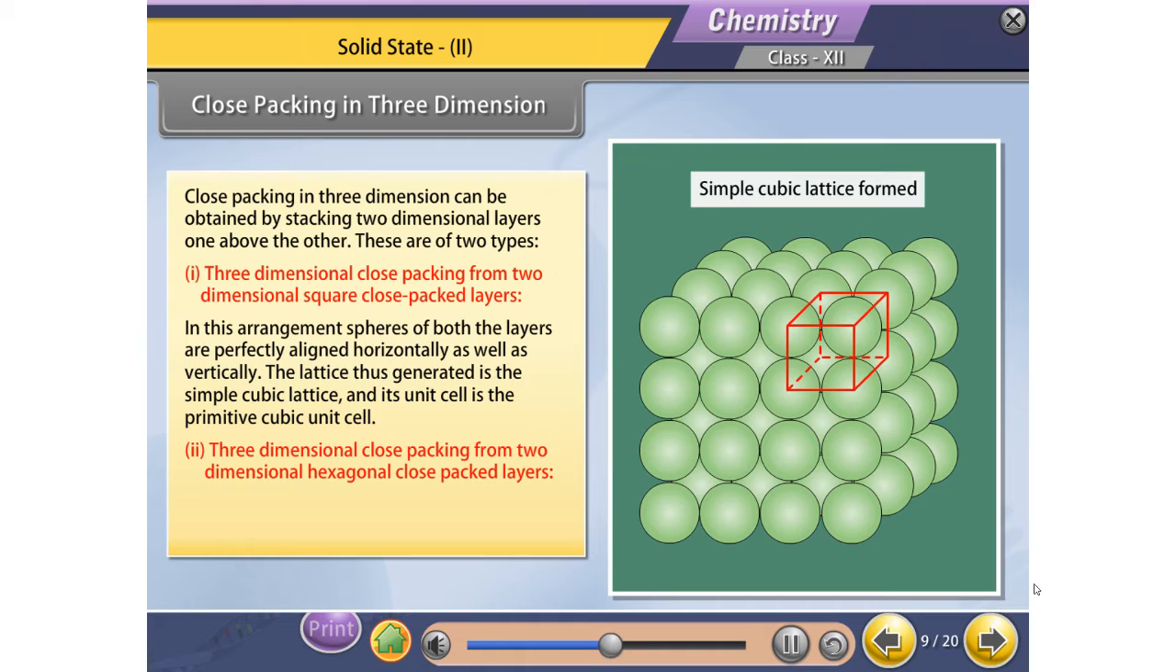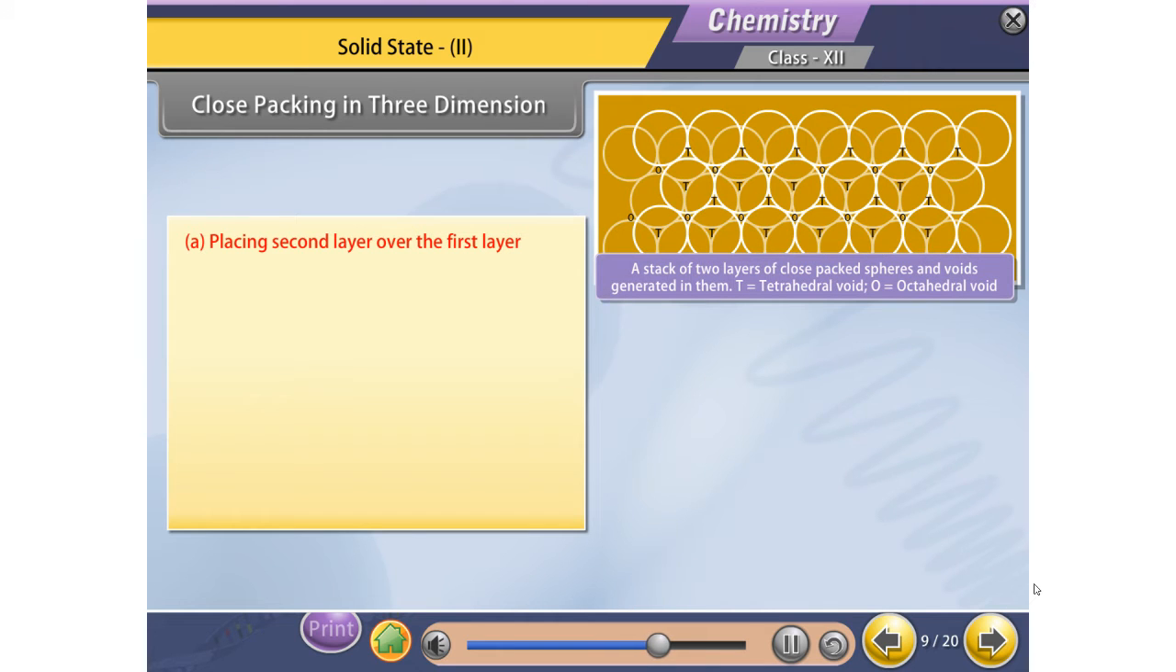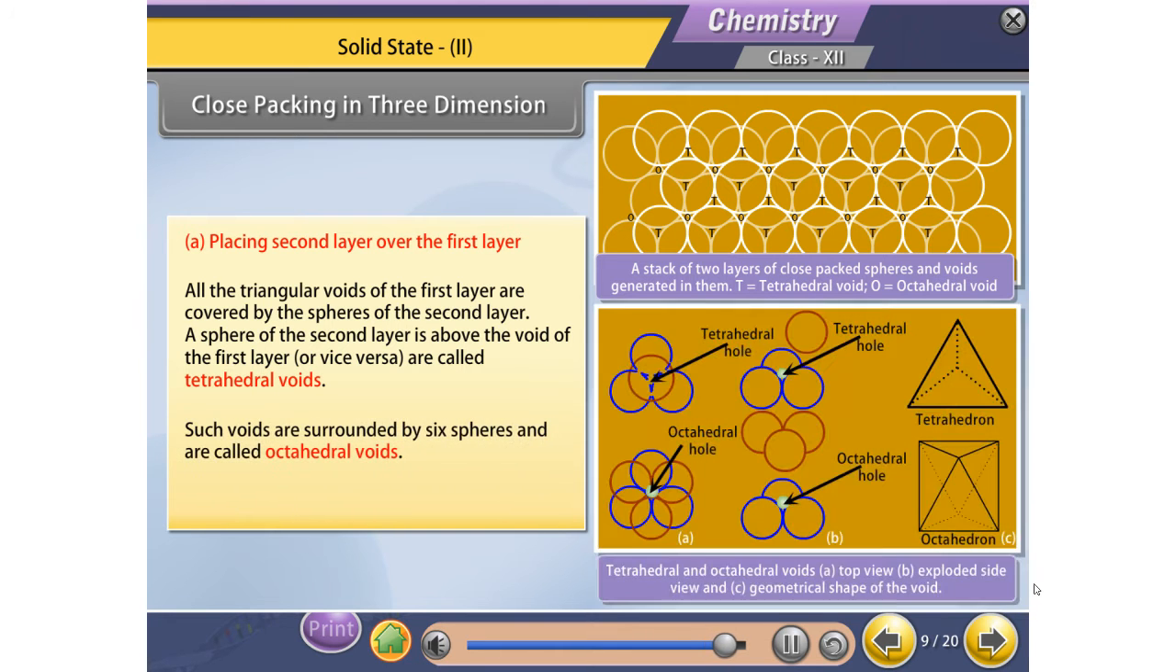3-dimensional close packing from the 2-dimensional hexagonal close packed layers. These can be generated by placing layers one over the other. A. Placing the second layer over the first layer. All the triangular voids of the first layer are covered by the spheres of the second layer. A sphere of the second layer above a void of the first layer, or vice versa, forms tetrahedral voids. Other voids are surrounded by 6 spheres and are called octahedral voids.